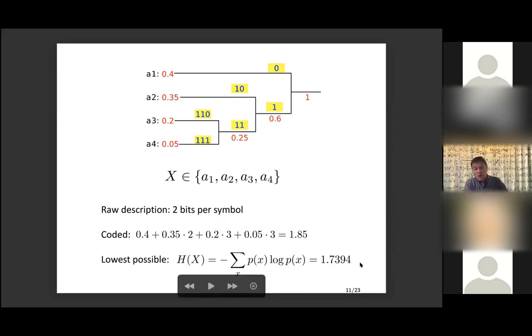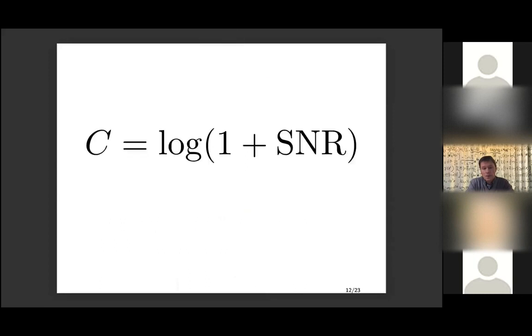But this is something that Shannon had in his paper, and he had both the lower bound and proved that it's possible to reach the lower bound. Okay, then I'm back at the formula that I'm supposed to speak about. And please let me know if you have questions so far, because now I will only talk about this formula for the remainder.